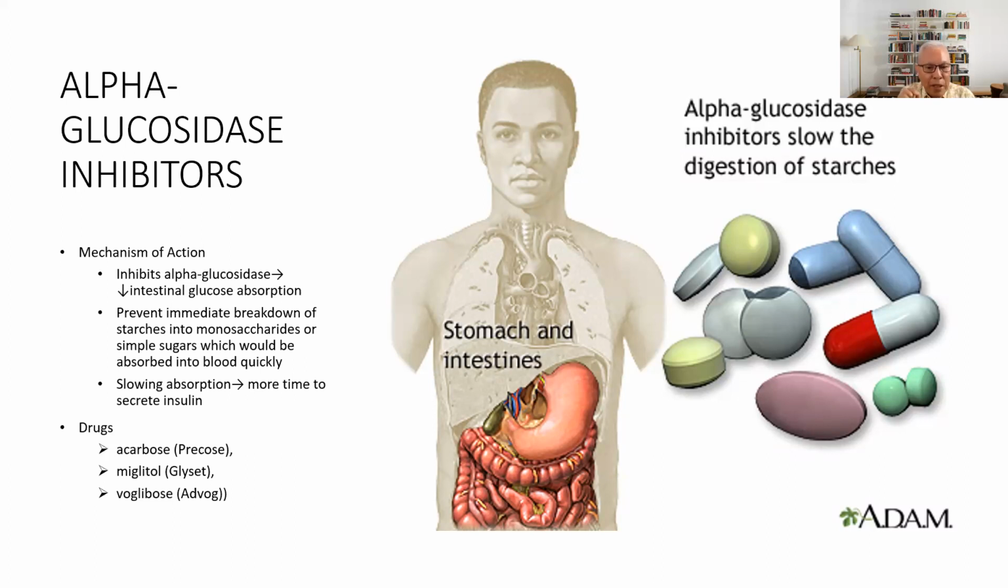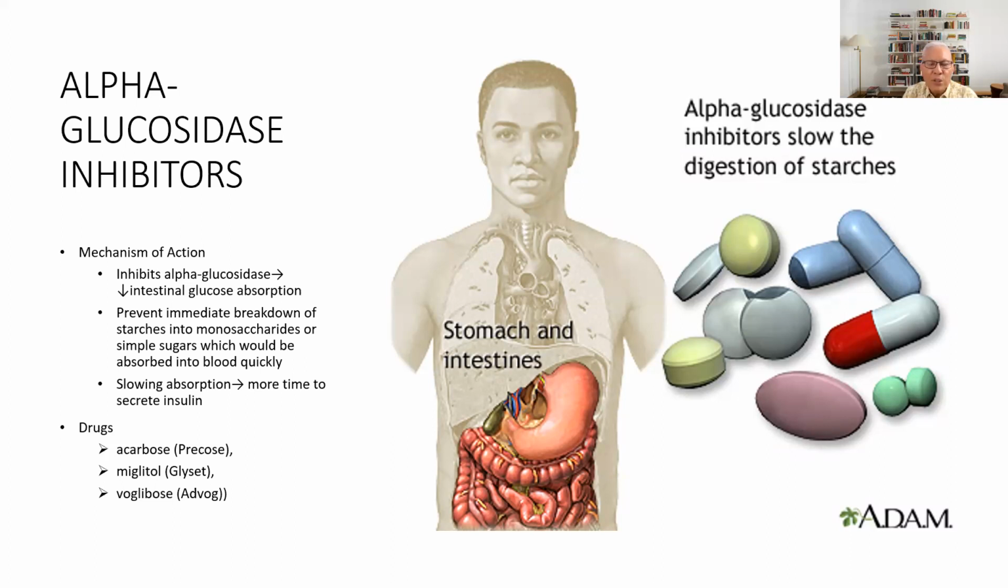So by slowing down the absorption of carbohydrate, it gives the beta cells in the pancreas more time to secrete adequate insulin to cover the meal. So this results in a smaller and slower rise in blood glucose levels following meals and effectively throughout the day. Okay, so again, it works in the gut.